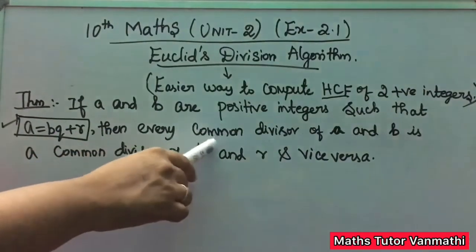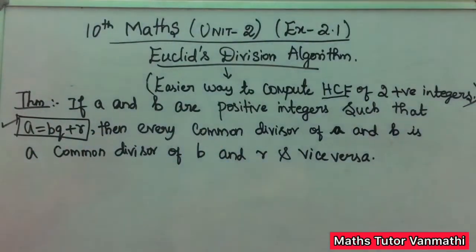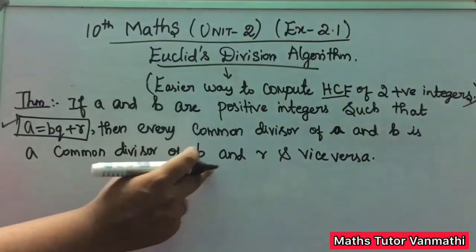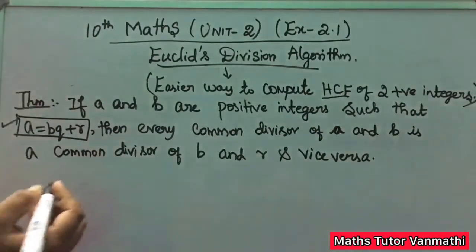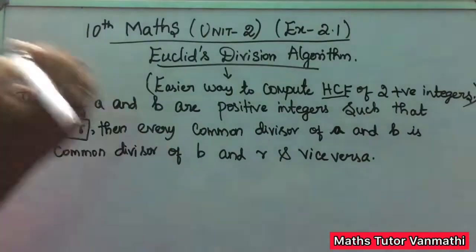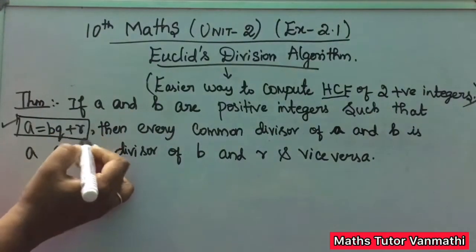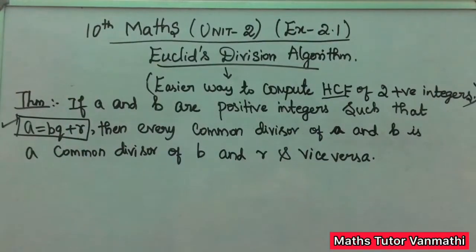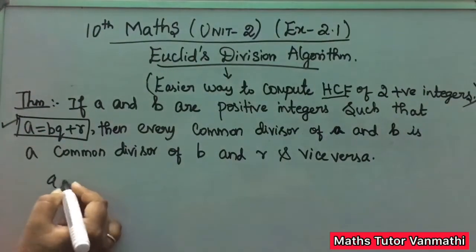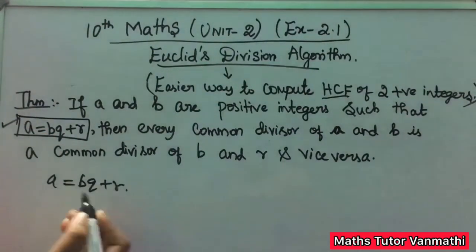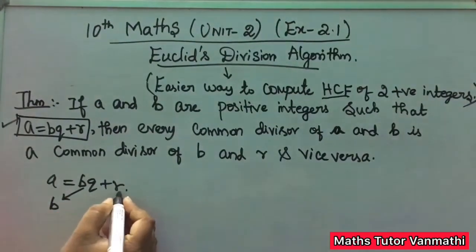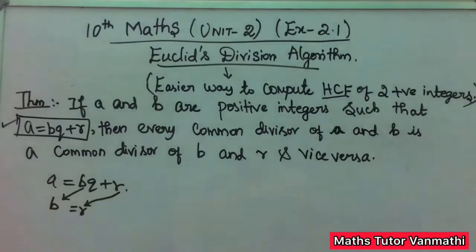Then every common divisor of A and B is a common divisor of B and R. That is, in the first step you write A equal to BQ plus R, and in the next step if the remainder comes to 0, then we have to terminate the process, or else we have to continue. On continuing, A is equal to BQ plus R, and in the next step this B will come in the place of A and this remainder R will come in the place of B.